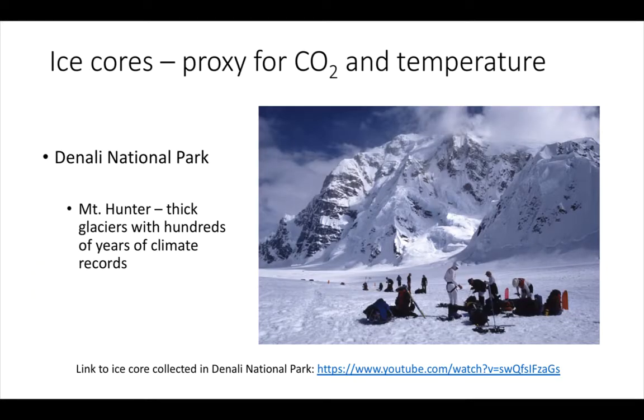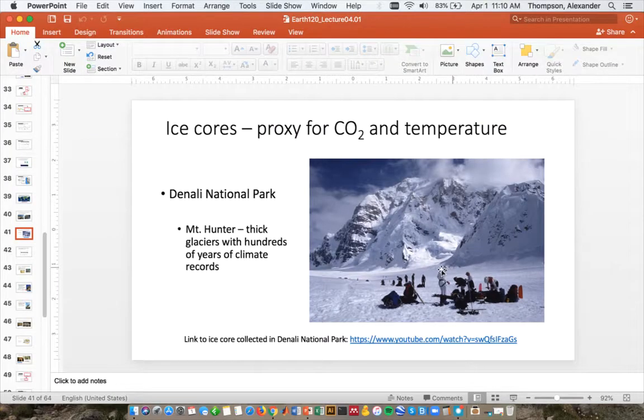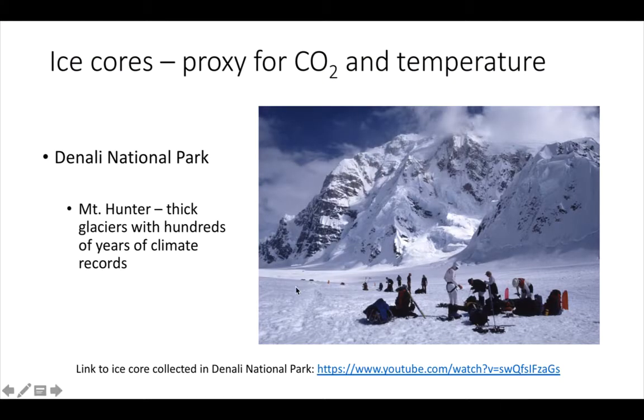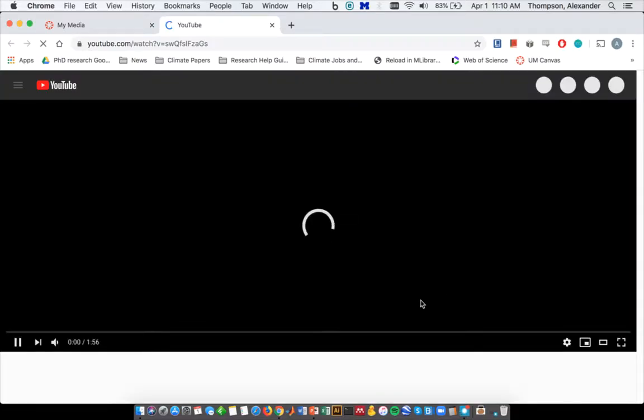An example of one of these from a national park can be found in Denali National Park. So Mount Hunter, you can see this is probably a very good spot for an ice core. There are thick glaciers with hundreds of years of climate records. In Mount Hunter, several scientists have collected ice cores. And here's a great video that shows scientists collecting records of an ice core in Mount Hunter. I'm going to play it for about a minute.